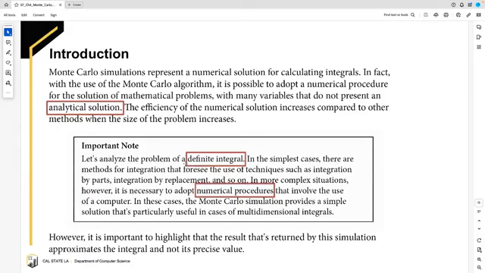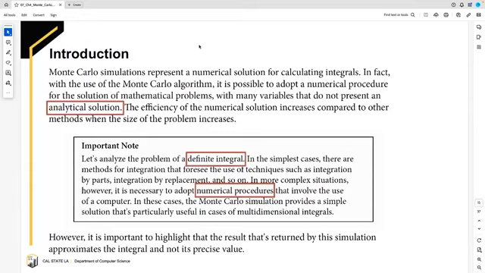So it happens when you have an upper bound and a lower bound in the integral. It's not going from minus infinity to plus infinity. Yes, thank you, Zain. They are within a range or a bound. Okay, so we are going to analyze a problem of a definite integral.